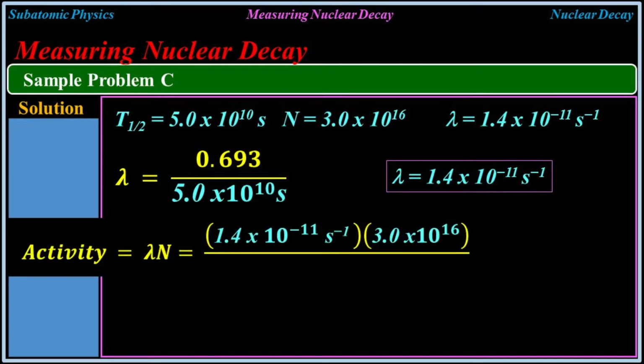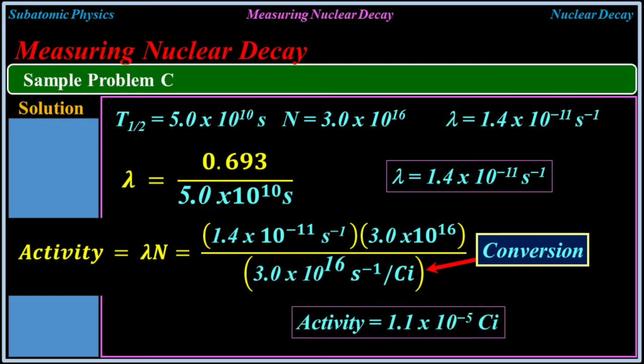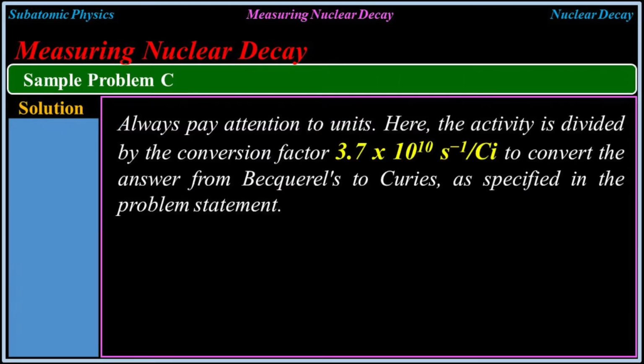And therefore, the activity is going to be equal to, because you're going to plug in for lambda and then put in the conversion factor, and you will obtain 1.1 times 10 to the negative 5th curies. Always pay attention to units. Here the activity is divided by the conversion factor, 3.7 times 10 to the 10th seconds to the negative 1 per curie, to convert the answer from becquerels to curies as specified in the problem statement.